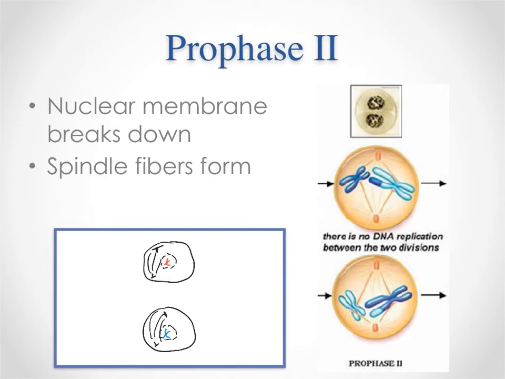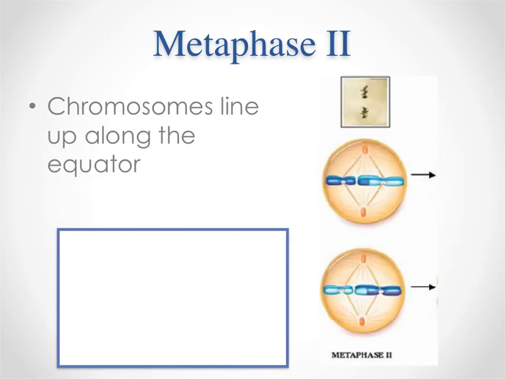Okay, note that there is no DNA replication between the 2 cell divisions. Between telophase 1 and prophase 2, DNA does not replicate. In metaphase 2, the chromosomes, again, are going to line up across the equator of the cell.